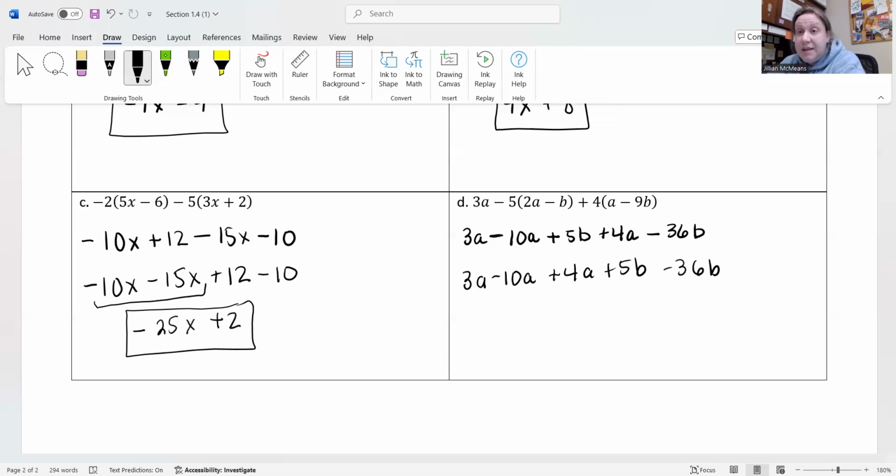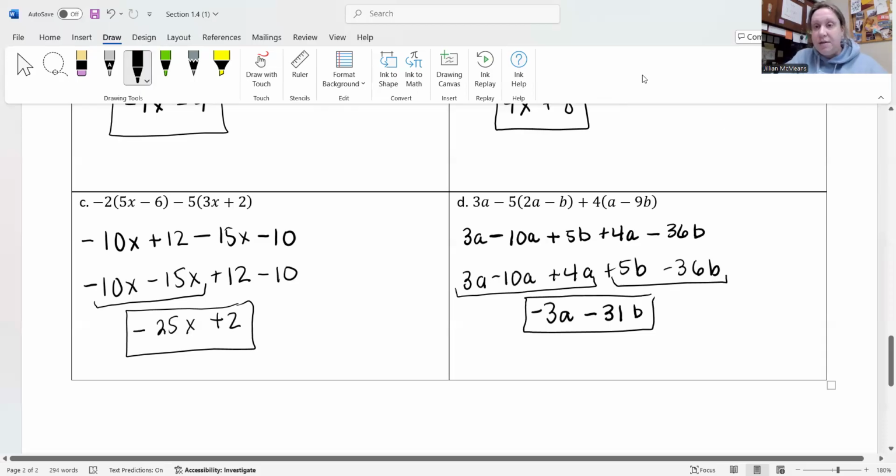All right, so looking at the A's, I have 3 terms with an A. I want to take those coefficients and add them. So I'm going to start with 3 and 10. 3 minus 10 is negative 7. Negative 7 plus 4 is negative 3. Use a calculator if you're unsure on how 3 minus 10 plus 4 became negative 3, okay? And then we just want to keep the A. And then for the B terms, I've got 5B minus 36B, so I want to subtract 5 and 36. So 5 minus 36 is negative 31, and then I want to keep a B. So my final answer is negative 3A minus 31B.